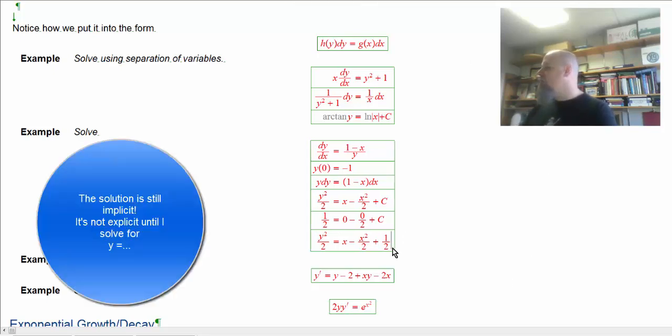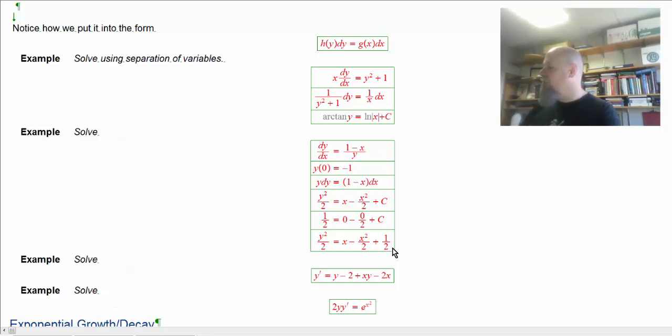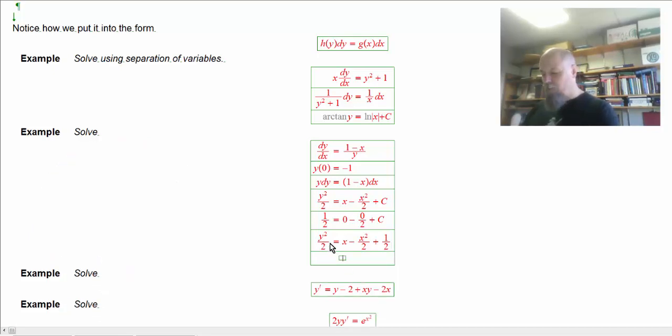and of course if I turn to the back of the book, they'll probably have multiplied the whole thing through by 2 just to get rid of fractions. So you might see y squared equals 2x minus x squared plus 1 as an equivalent solution. Now, that's the implicit solution, because y is implicitly defined as a function of x.